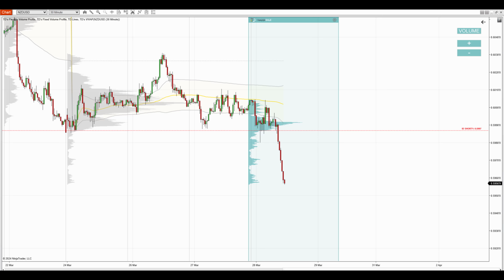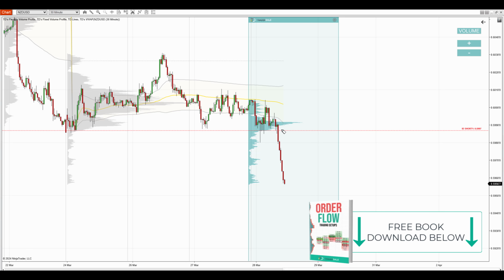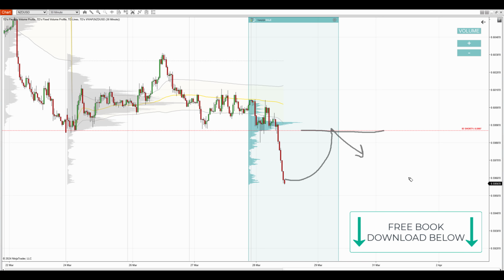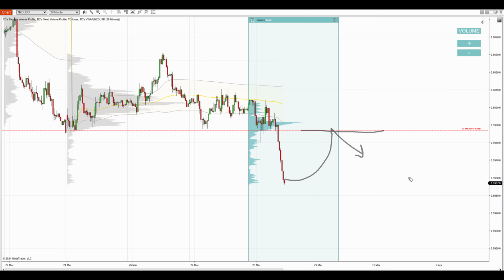But regardless of that, I'll trade the level even if the first deviation is not there, because the confluence of the price action setup and volume profile setup is very strong, and chances are that when there's the pullback, that'll be the reaction. Alright, so that's my take on the New Zealand dollar, US dollar.